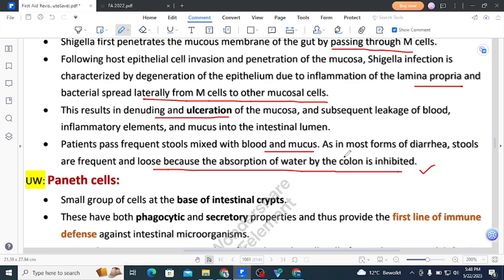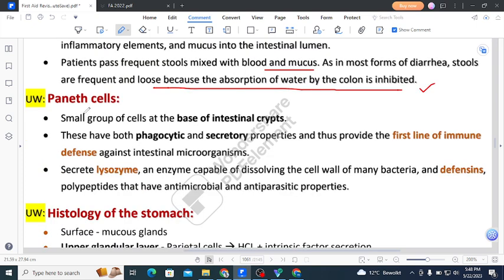Then the next point is about the Paneth cells, a small group of cells at the base of intestinal crypts. These have both phagocytic and secretory properties and thus provide the first line of immune defense against intestinal microorganisms. The Paneth cells are present at the base of intestinal crypts.